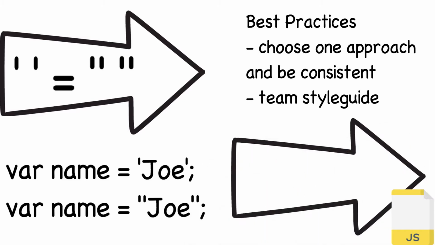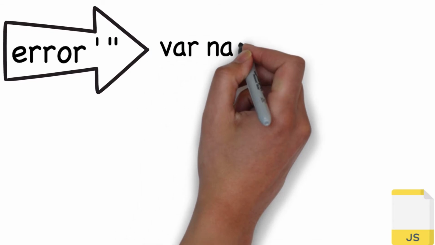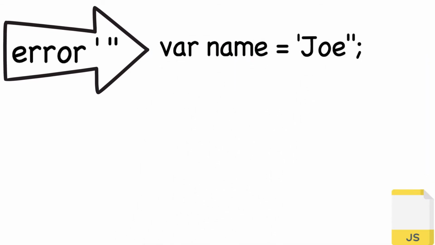Make sure you don't mix them. Putting a single quote and a double quote around Joe is going to give us an error. For the rest of this lesson, and for most of this course, we will try to stick with the single quote convention when possible. Using these quotes will turn anything into a string.